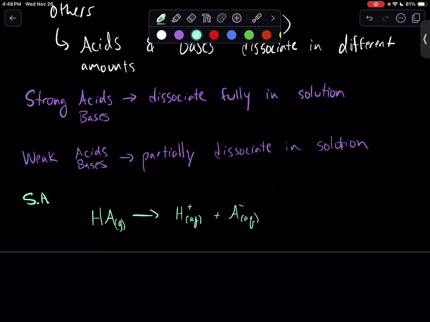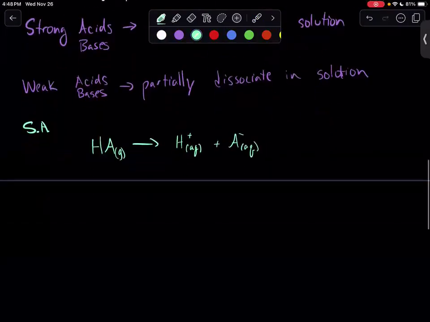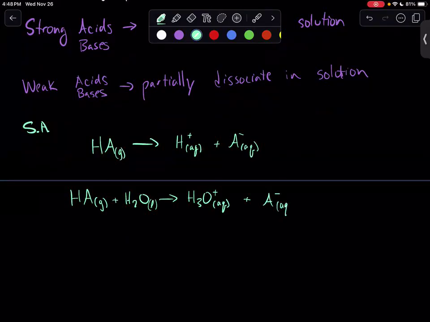Something to note here is that I used a single arrow. This is not an equilibrium. We say it fully turns into these things. There is no reverse reaction. If we were to include water into this equation, we can generally assume that it's going to look like this. We form hydronium ions plus still A minus ions. And so that is our strong acid.